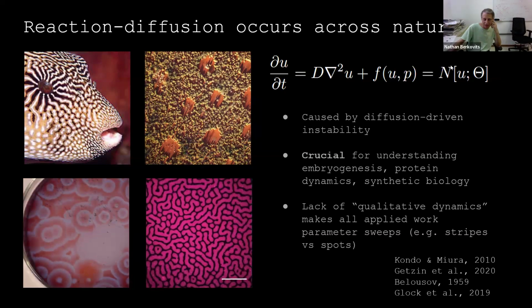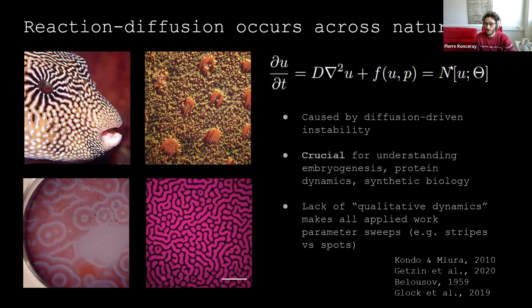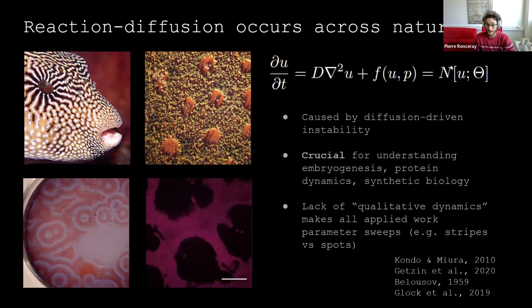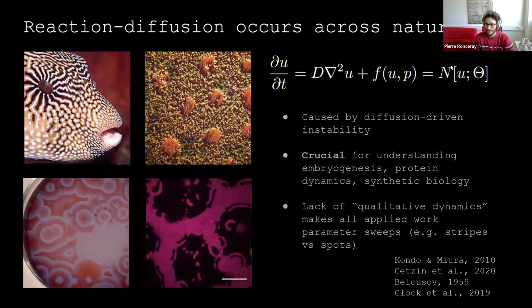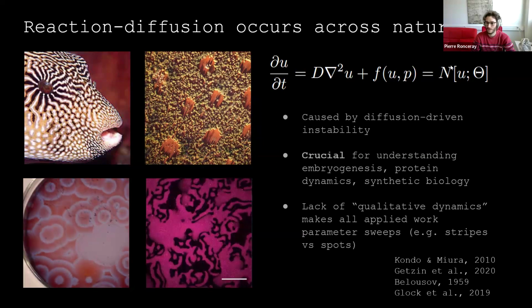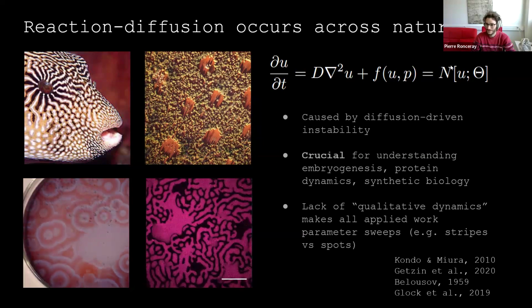I just wanted to ask about the previous example that you showed, the biofilm. Do you claim that it's governed by reaction diffusion, such as the equation that you have? Because it looked a lot like wrinkling, which is something that you can observe in a purely mechanical system.